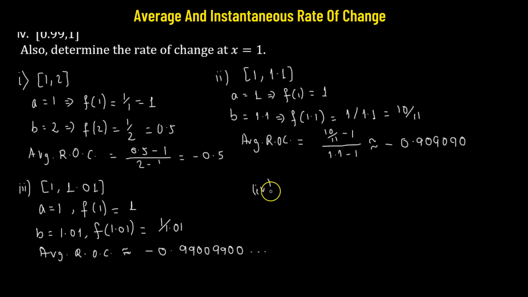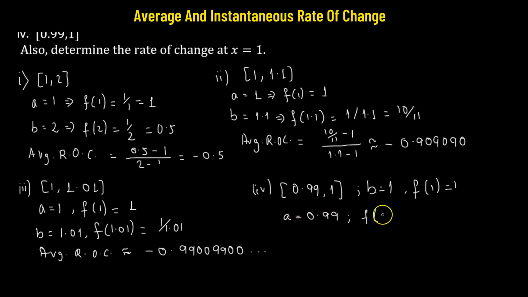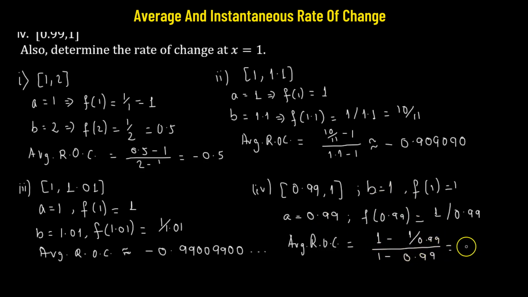And coming to the fourth interval, it is 0.99 to 1. So b is 1 here, but a is 0.99, such that f of 0.99 will be 1 divided by 0.99. For the average rate of change, we need to be slightly careful with the calculation. So we have f of b, that is 1, minus f of a, which is 1 over 0.99, whole divided by b, which is 1, minus a, 0.99. So this gives us the value negative 1.0101, and so on.